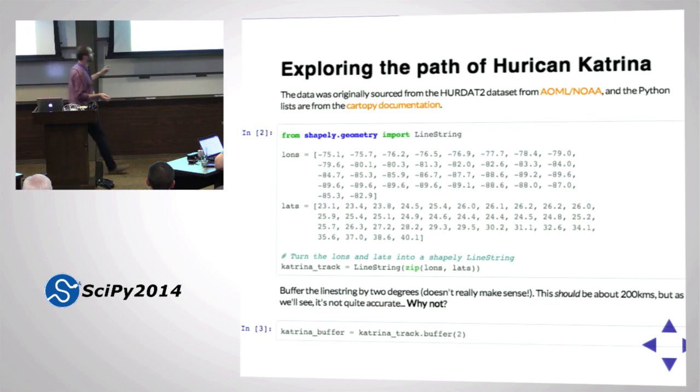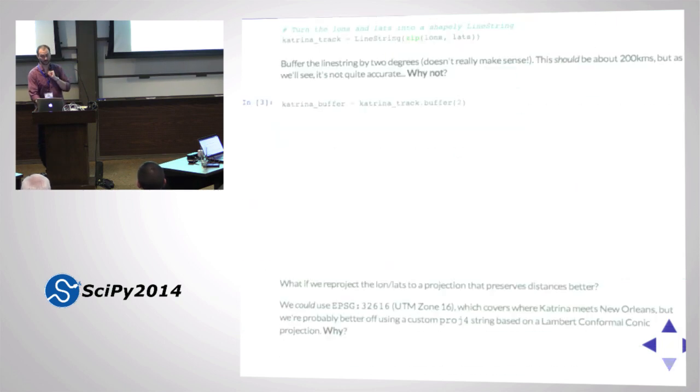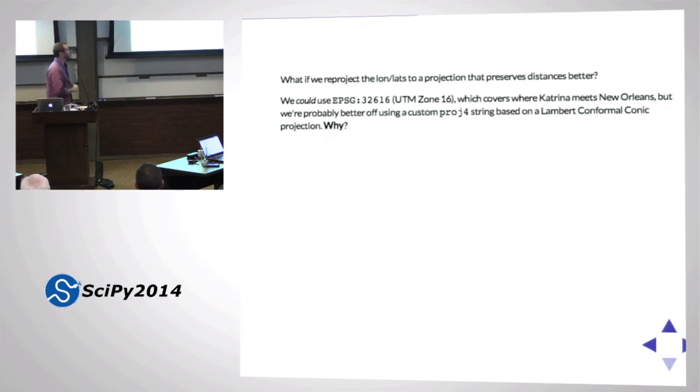Okay. But anyway, let's just say we want to do it anyway, so Katrina buffer is equal to Katrina underscore track dot buffer 2 degrees. Okay? And so now I have a geometry which represents a buffer of the path of Katrina. Okay? And now, what if I decided that's not good enough, let's reproject the lat-long coordinates into something where I can measure distances more appropriately. So a projection that preserves distances better.